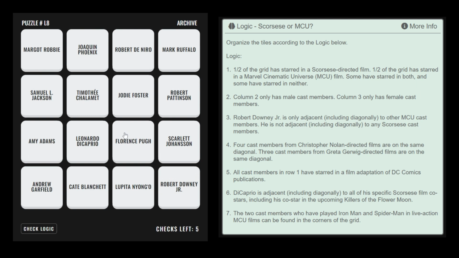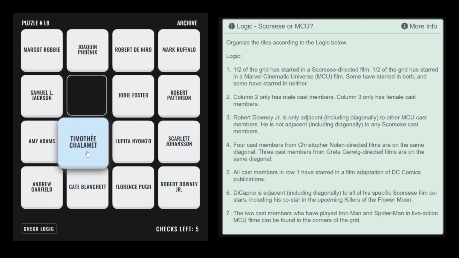However, from rule number 4 we know that 4 cast members from Christopher Nolan-directed films are on the same diagonal. This diagonal must be used to satisfy this rule. This is because we know Andrew Garfield must be on this other 4-tile diagonal, and he hasn't starred in a Christopher Nolan film. Margot Robbie has not starred in a Christopher Nolan film, and so these 3 Greta Gerwig stars cannot be on this diagonal. This must mean that Florence Pugh has to go in this final position adjacent to RDJ.